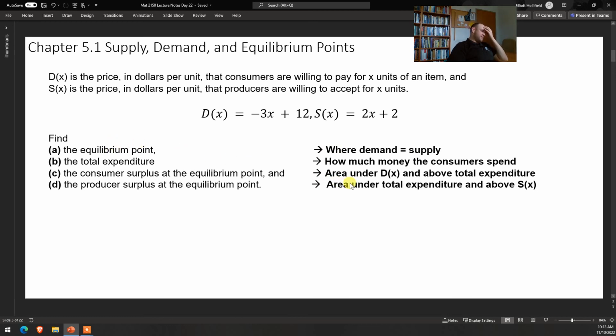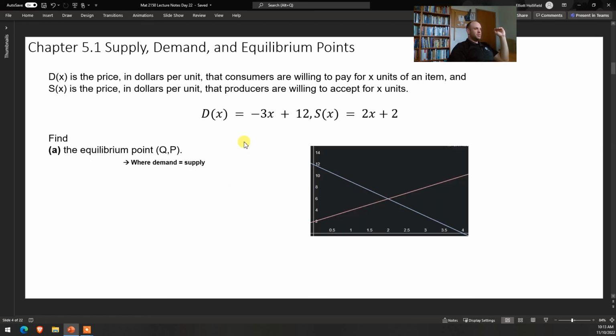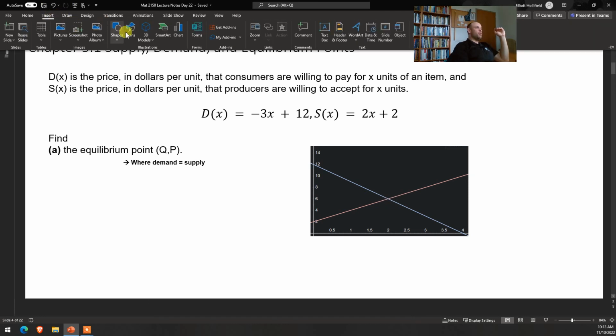Then, once we have our total expenditure, we can compute the consumer surplus and the producer surplus by making a comparison of the area under the curves. And we'll write that down geometrically once we get to those parts. Let's first find the first two parts. Let's find the equilibrium point. Remember, these are just graphs of two functions, so let's graph it first. Let's see visually where our equilibrium point will be.